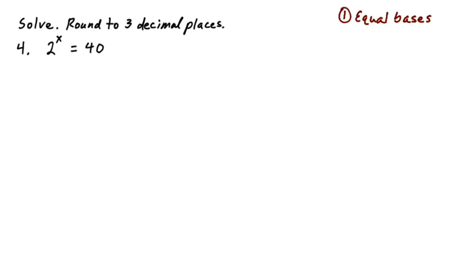So here it says solve, round to 3 decimal places. The first thing hopefully you notice here is you can't write 40 as some power of 2, using a nice integer value. Because we can't do that, we're not going to use the equal bases approach. We're going to use something else. So I would encourage you to think about what we've already learned. We've worked with exponential equations before, and consider what you might do as a first step here.